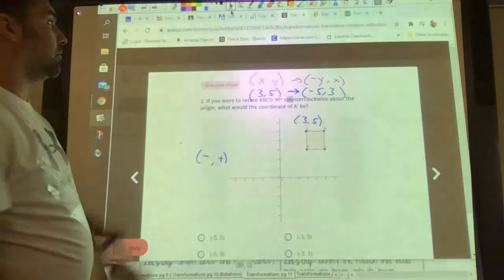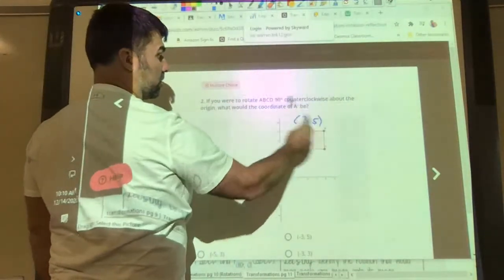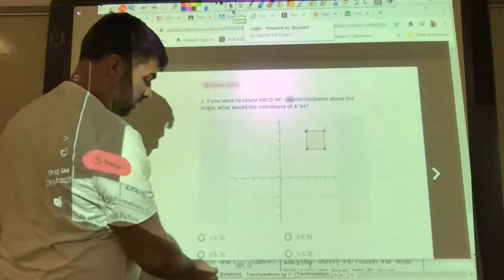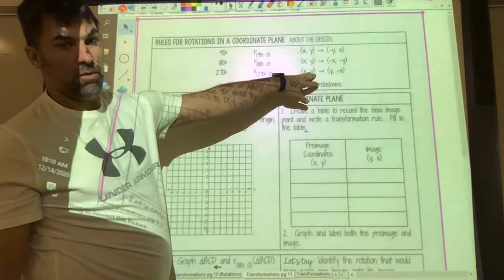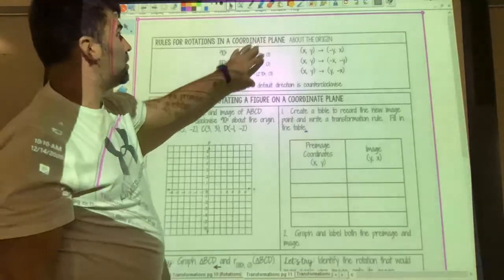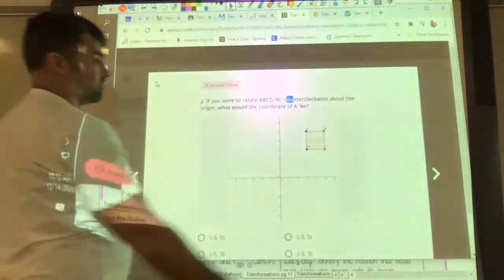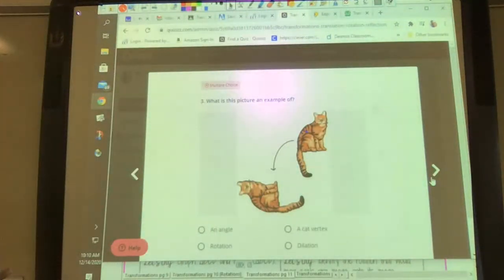Okay, so those are your rotation rules. On this particular test, there were no 270-degree rotations. But if there were, this would be your rule for 270. Okay, that's in your packet. But you also, again, have this video. You can go back and look at those. Okay? All right, that is just a counterclockwise rotation.